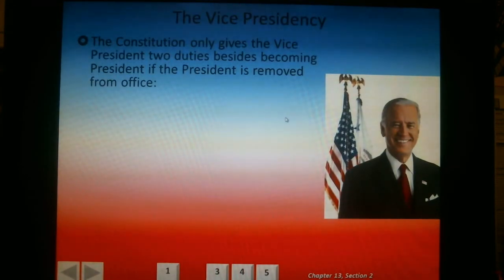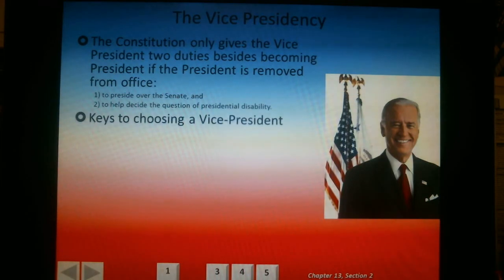The Constitution only gives the vice president two duties, and we talked about these already. One shall be if he becomes president of the United States, if the president has to be removed or steps down. But other than that, he only presides over the Senate, which we talked about, and he gets to decide the question of presidential disability.